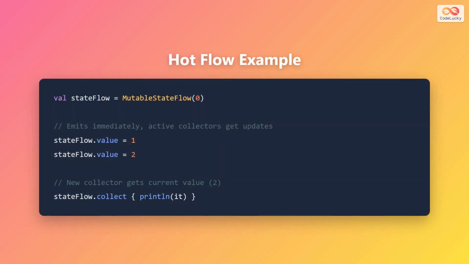Here's an example using StateFlow. We create a mutable StateFlow with an initial value of 0. Then we update its value to 1 and 2. These updates happen immediately and any active collectors will receive them. When a new collector starts collecting later, it immediately receives the current value, which is 2. This shows how StateFlow maintains state and shares it with all collectors.